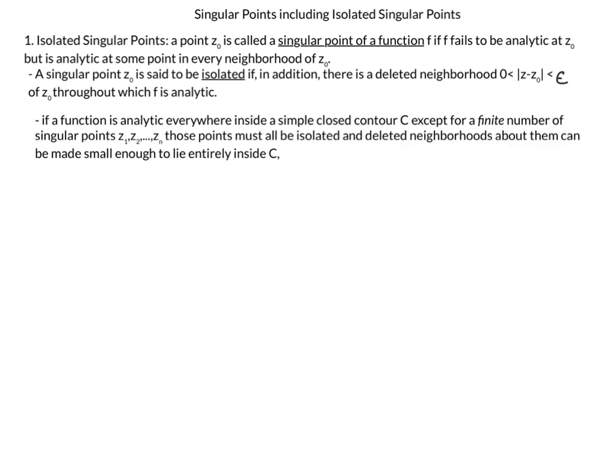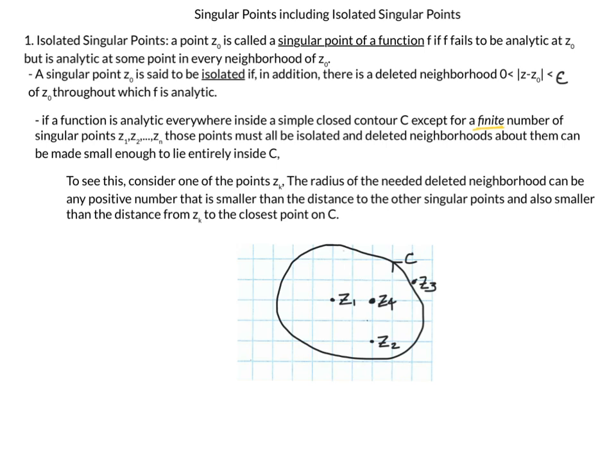We are just about done with this video, but we have a couple of more points. The first point is if a function is analytic everywhere inside a simple closed contour except for a finite, and this word finite is important, number of singular points, z1, z2 up to zn, those points must all be isolated, and deleted neighborhoods about them can be made small enough to lie entirely inside C. Let's take a look at this.